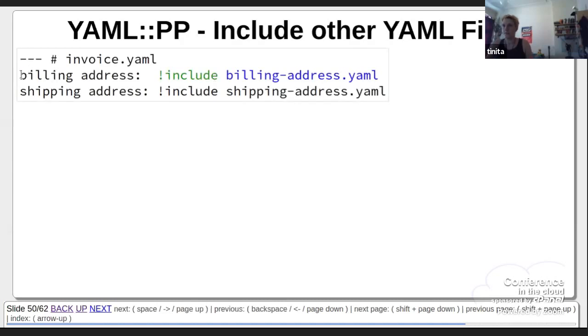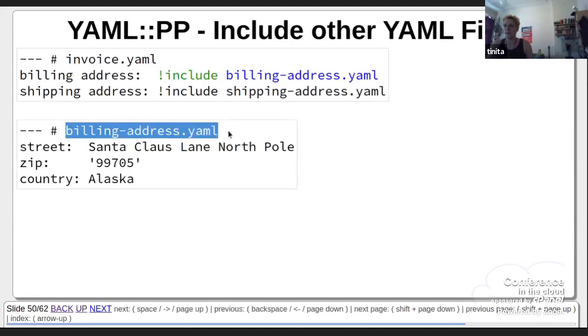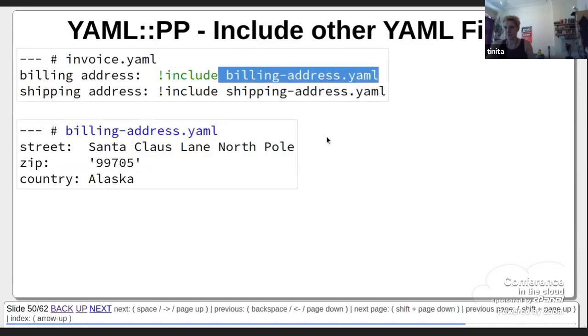So, including other YAML files. Maybe you had the wish for doing something like this. So you have a billing and a shipping address, and you actually have those in other files, and that's a custom tag. And here's the billing address, and this content will actually be loaded in this position. That's not a standard YAML tag, it's just a custom tag. You can implement any tag in a YAML library that supports that.